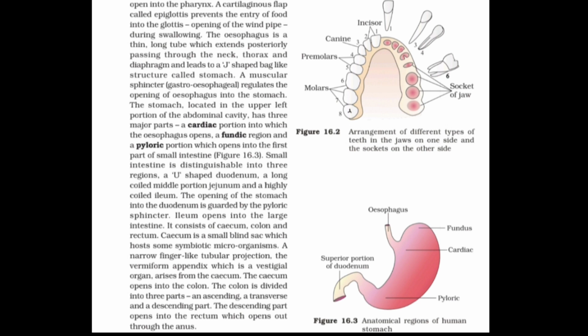The cecum is a small blind sac which hosts some symbiotic microorganisms. A narrow finger-like tubular projection, the vermiform appendix, which is a vestigial organ, arises from the cecum. The cecum opens into the colon. The colon is divided into 3 parts: an ascending, a transverse and a descending part. The descending part opens into the rectum, which opens out through the anus.